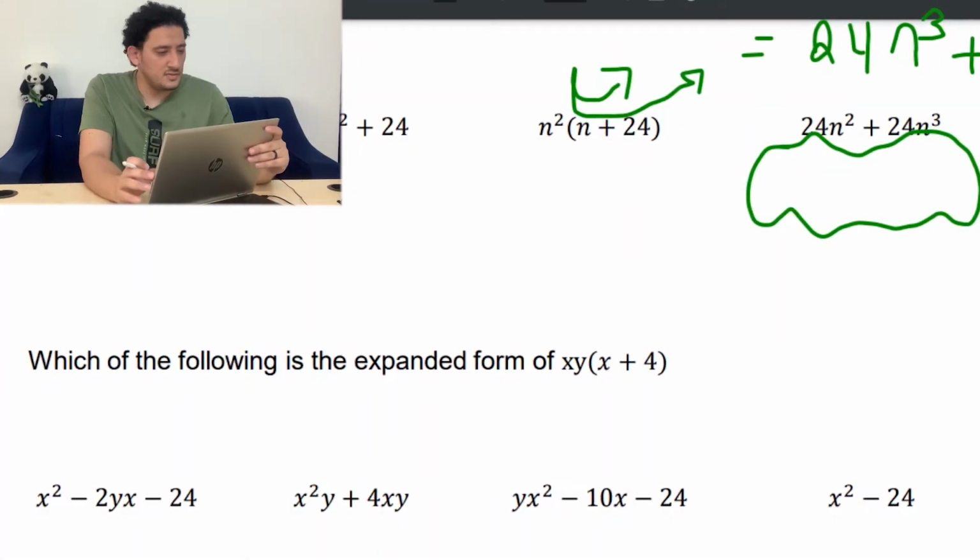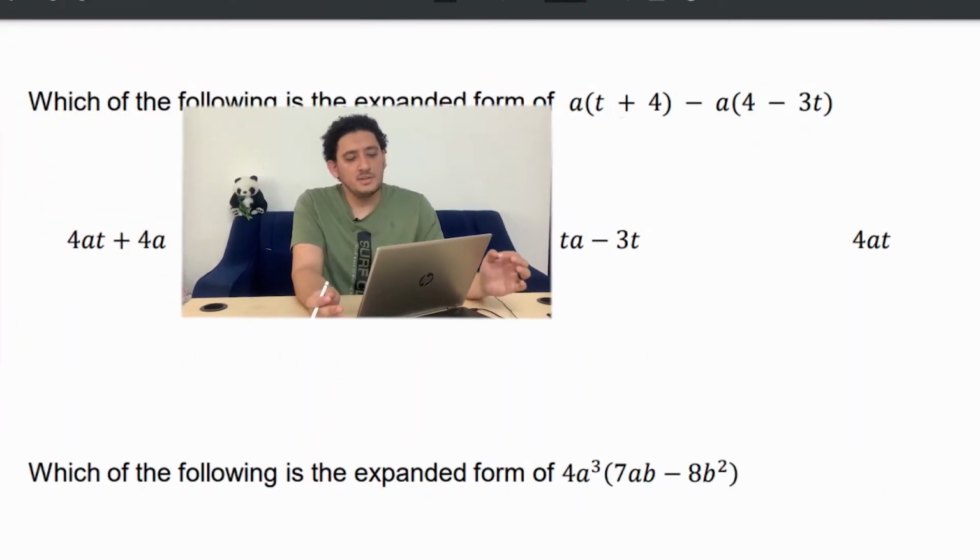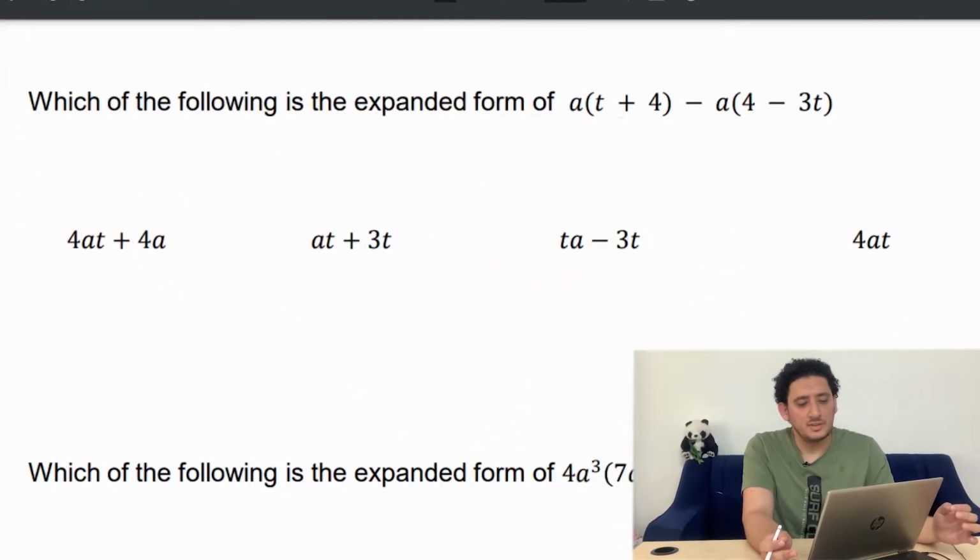Now I want you to solve the second one and tell me the answer. Which of the following is the expanded form of a multiply t plus 4 minus a multiply 4 minus 3t? If you want to solve this problem, you have to expand the expressions. This is the first step. And the second step is to collect the like terms. So we will solve it in two steps to find it in the simplest form.